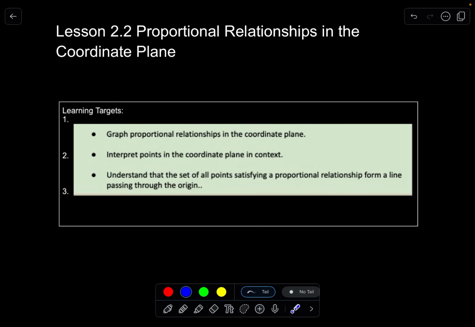Some words you may not know, like slope. And that's what we're headed towards. I don't think we're going to get into all those technical terms until much later. I forget what unit that would be.